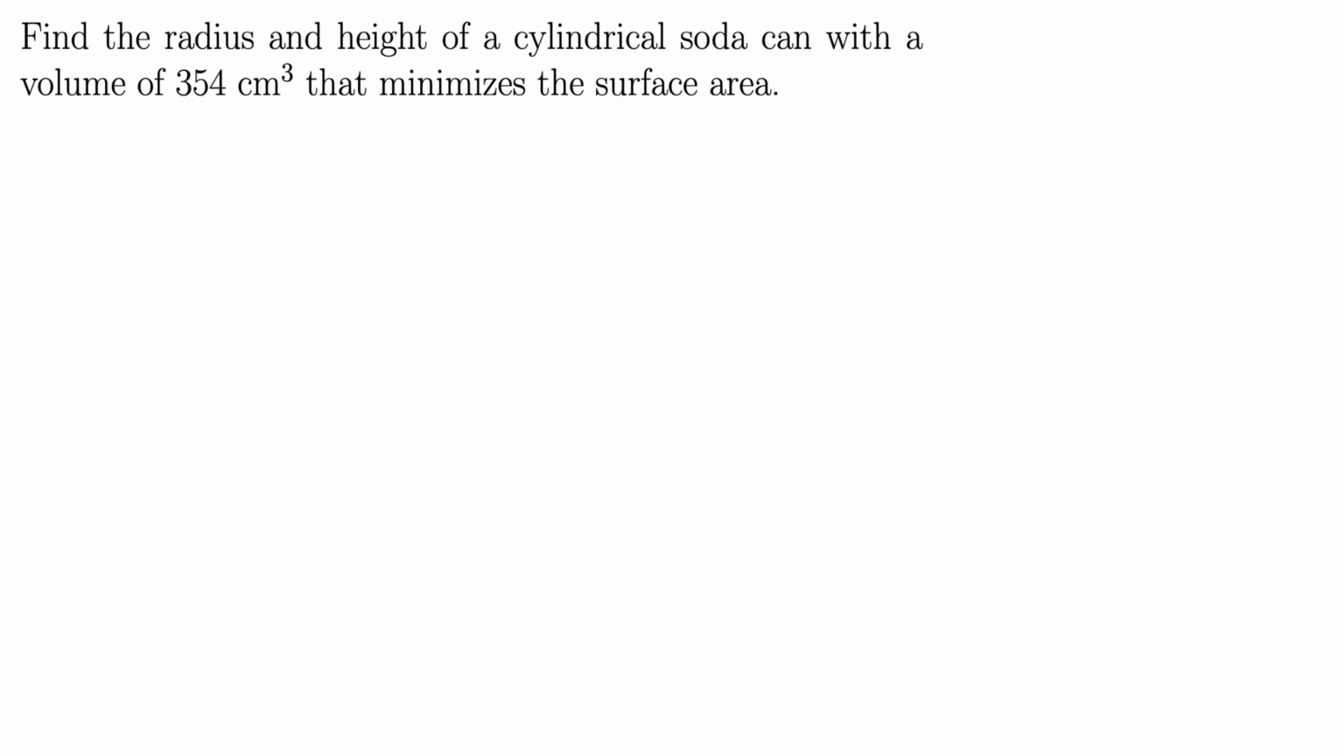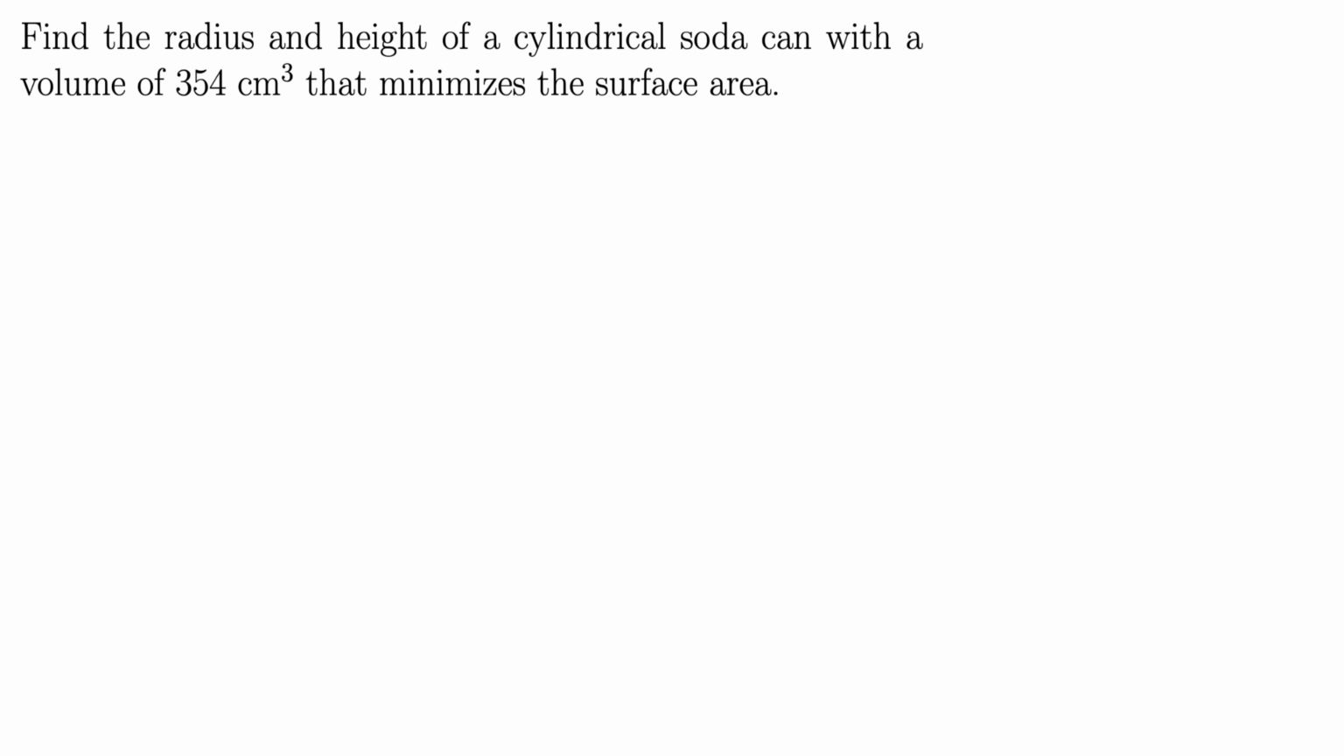This example asks us to find the radius and height of a cylindrical soda can with a volume of 354 cubic centimeters that minimizes the surface area. And you can understand why a company would be interested in doing this. Indeed, they want to provide a certain volume of soda, in this case 354 cubic centimeters, but they also want to save cost on materials, so if they can minimize the surface area while providing a consistent volume, they can maximize profits. But this result is a little surprising.